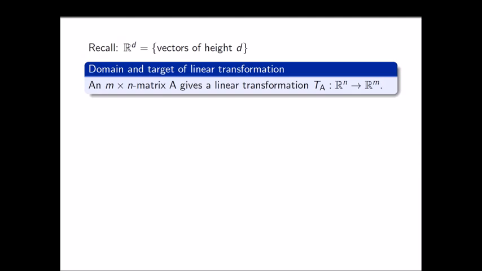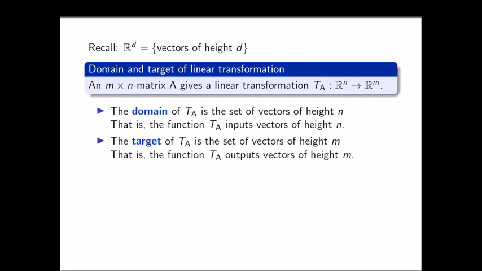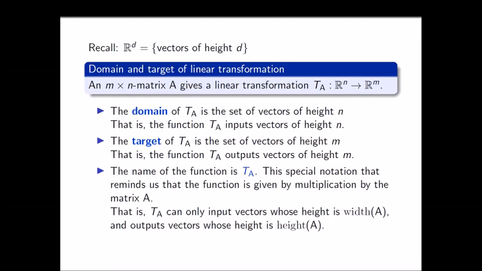Recall that for any given m by n matrix A, we have a linear transformation T_A from Rn to Rm. What this means is that the domain of this transformation is the set of all vectors of height n. In other words, the function T_A inputs vectors of height n. Similarly, the target or the codomain of T_A is the set of vectors of height m. That is, the function T_A outputs vectors of height m. And the name of this function is T_A, and we use this notation to remind us of the fact that this function was essentially derived from a matrix A.